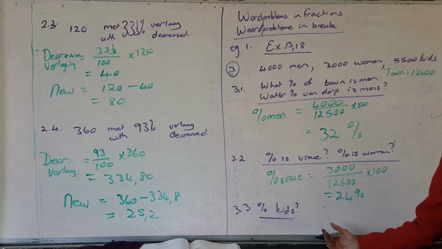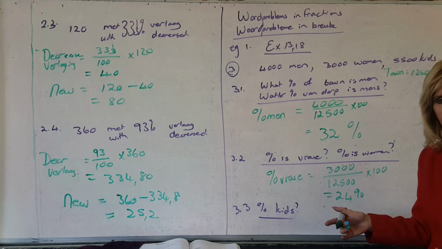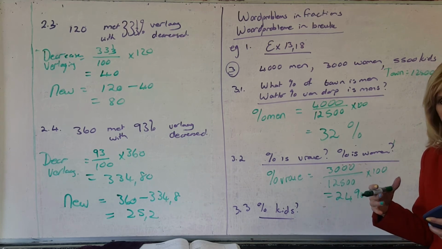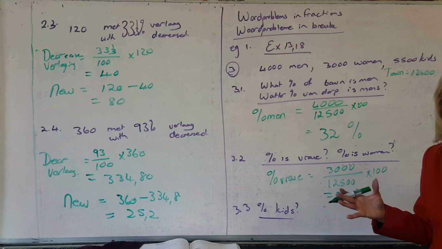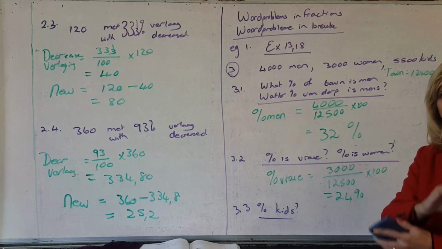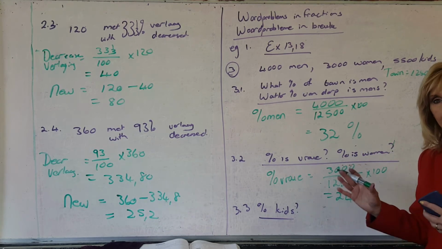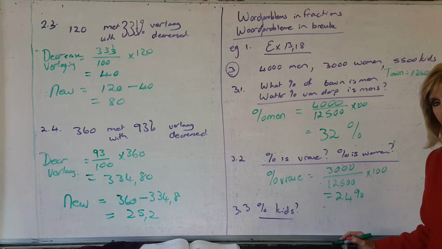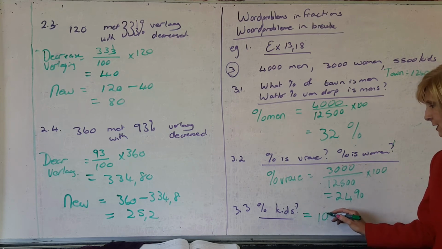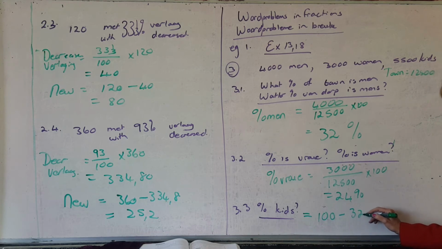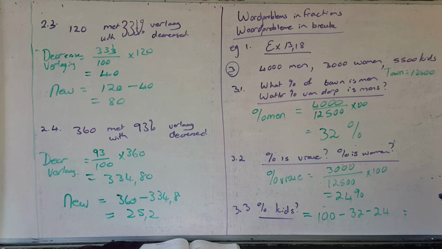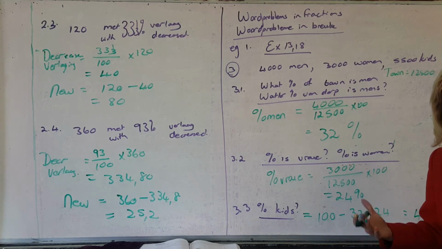Or you can be clever and do it in a different way. Because there are only men and women and kids. They're not talking about dogs and cattle and whatever. There can only be, of the whole piece of the pie, the whole fraction must add up to 100%. So what do I do for the kids? The kids will be 100 minus the 32% of the men, minus the 24% of the women, and that will give you a total amount of 44%. Now that is if you use your logic to get to the answer.